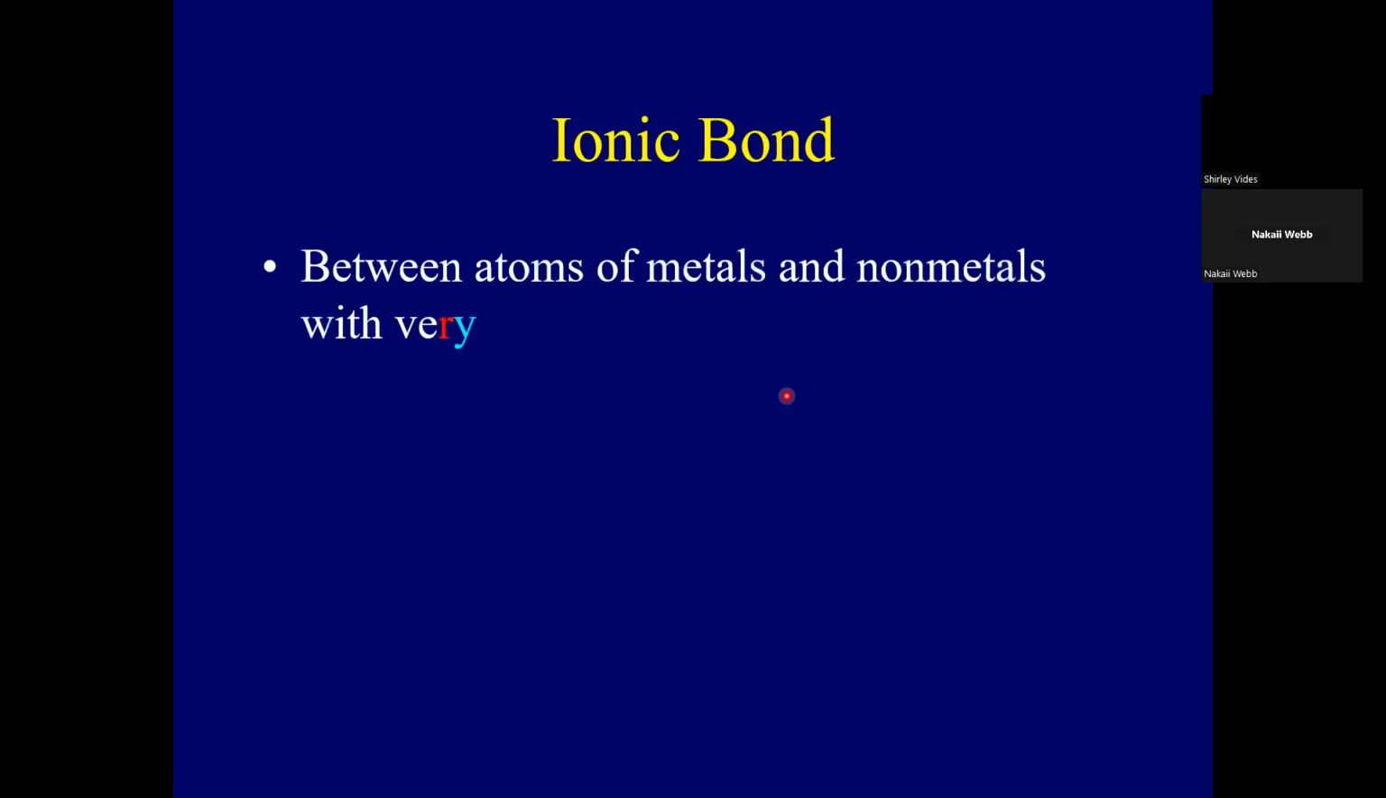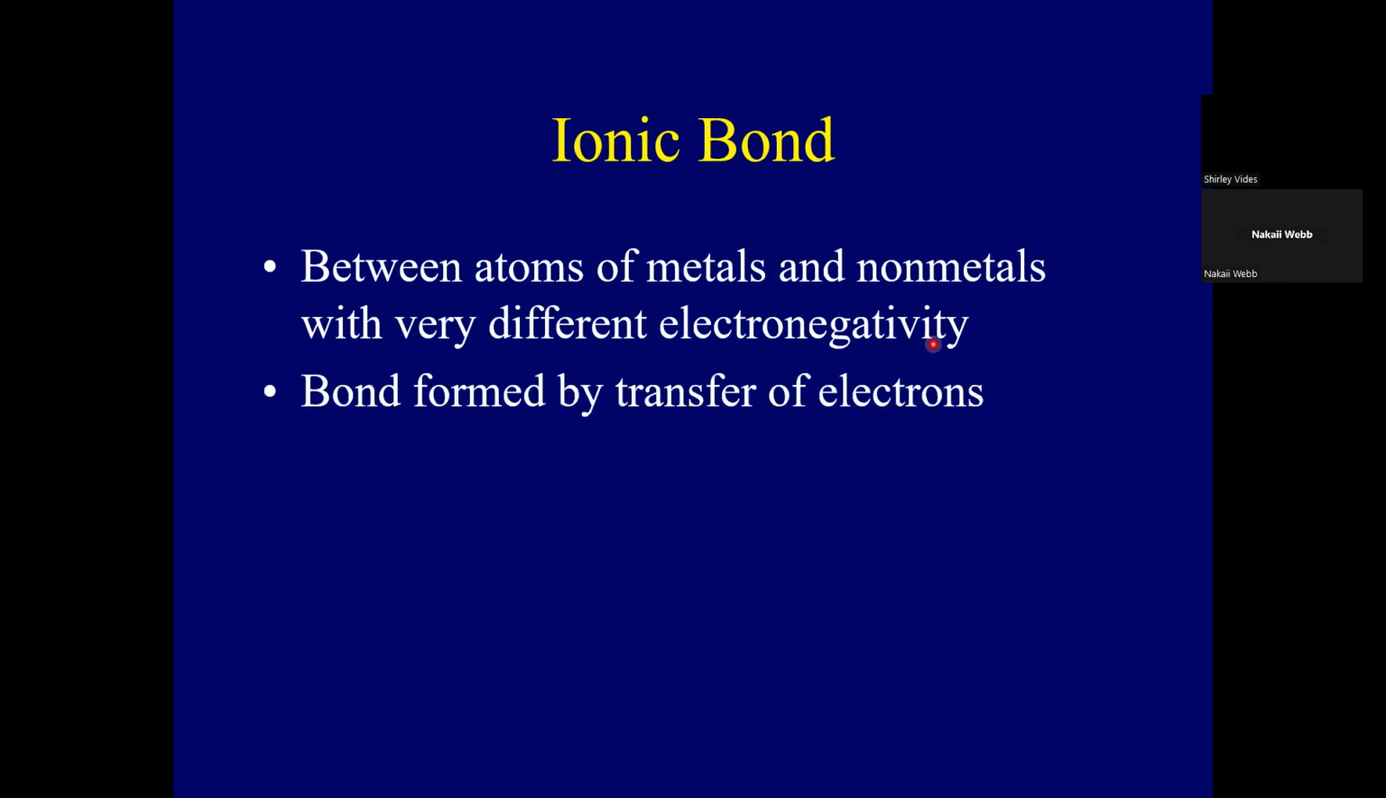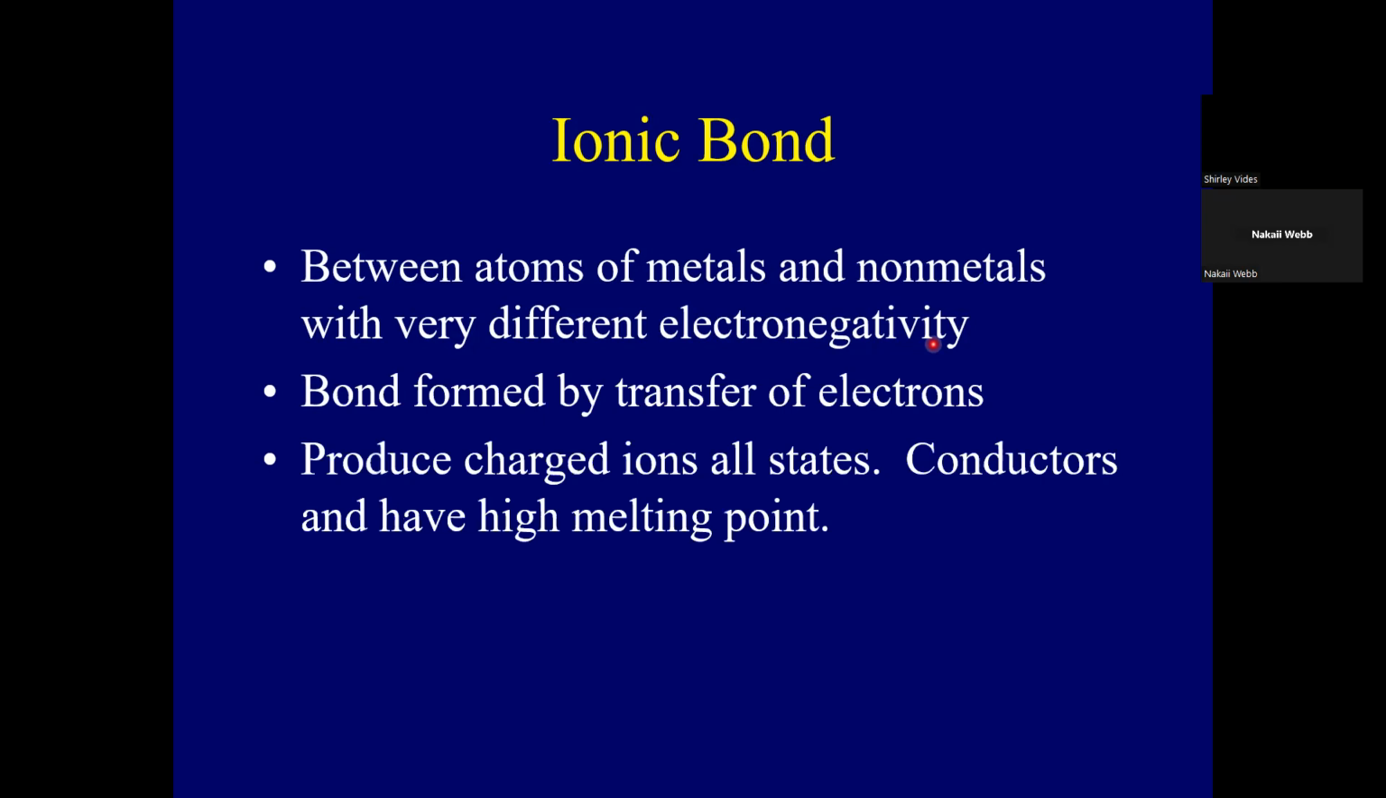Now, again, the ionic bond is formed between metals and nonmetals with very different electronegativity. Remember, it was above 2.0 as a general rule, the difference in electronegativity. All right. The bond is formed by a total transfer of electrons from the metal to the nonmetal. And this is the result.